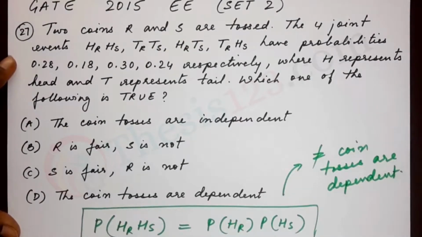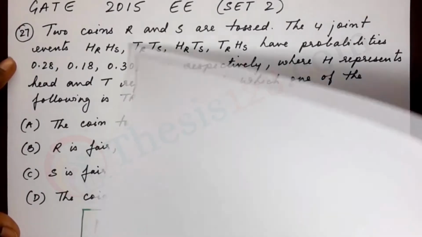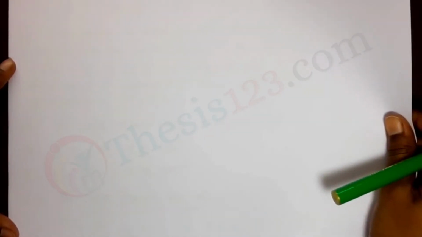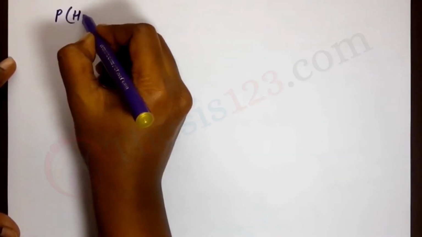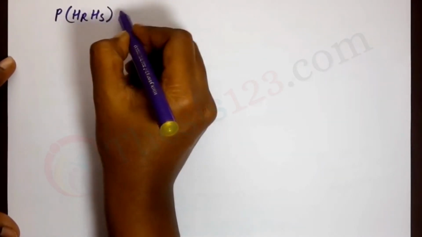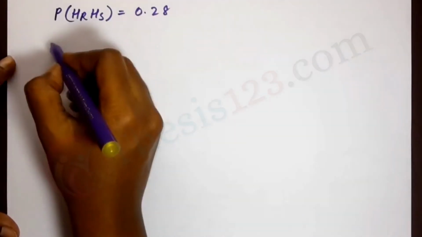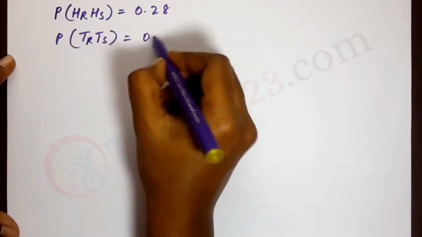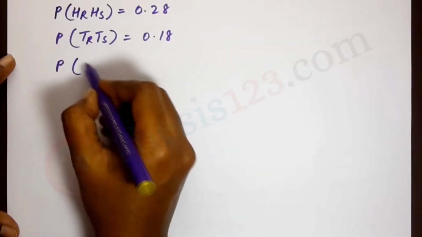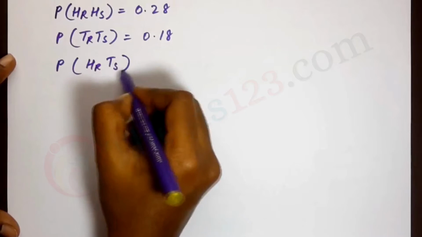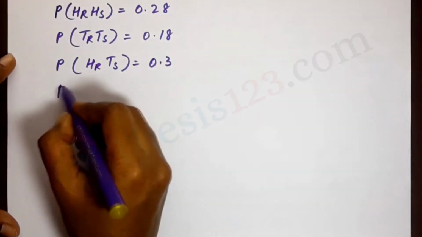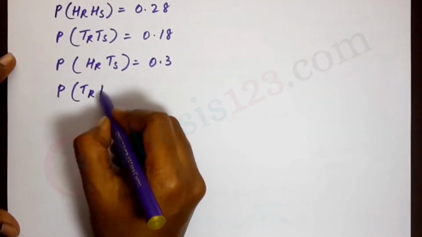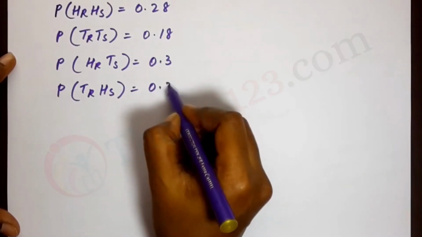We'll note down the given probabilities and then begin. We have the joint probabilities given to us. The probability of HRHS equals 0.28. The probability of TRTS is 0.18. The probability of HRTS is 0.3. And the probability of TRHS is 0.24.